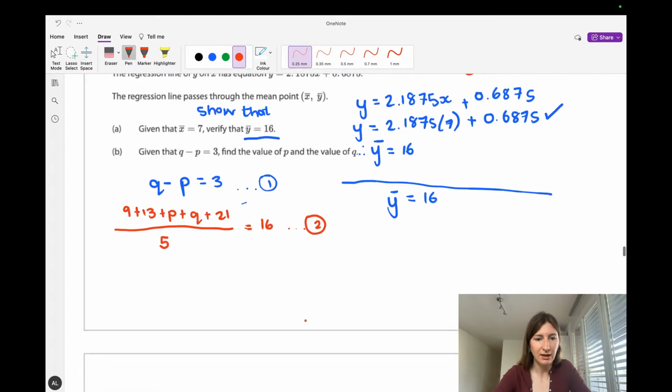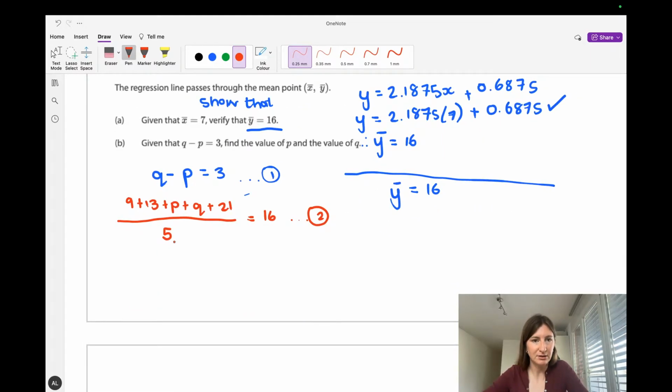So let's go and have a look at what that simplifies to. Let's clean up this equation a little bit. So let's see, I'm going to do 21 plus 9 because that's nice and easy. That's 30 plus 13, that is 43. 43 plus p plus q over 5 equals 16. Let's get rid of that 5 and multiply it on this side. So we have 43 plus p plus q. Looking simpler already. 16 times 5, well, 10 times 5 is 50, and 6 times 5 is 30, so that is 80.